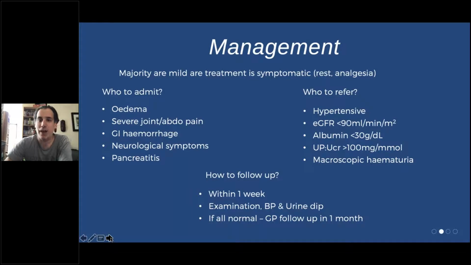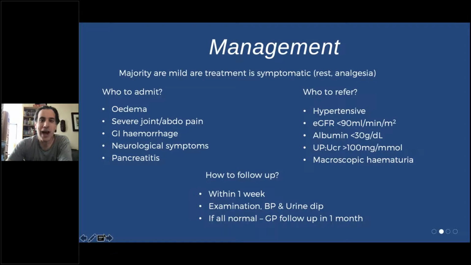And if there's any evidence of proteinuria or hypertension, then they should be referred back to the general pediatric team, which can then speak to their local tertiary team if needed.